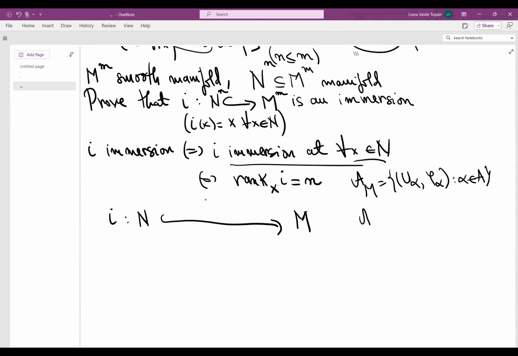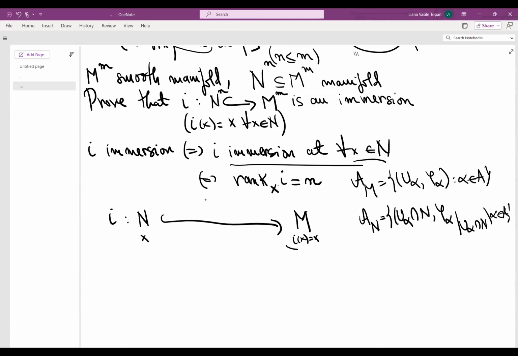And then the corresponding atlas on N: remember, you simply take the intersection of the charts of M with N, and then you restrict this phi alpha to this intersection, right? Again, alpha over A. So I'm taking a point X here. This will be the inclusion, which is again X.